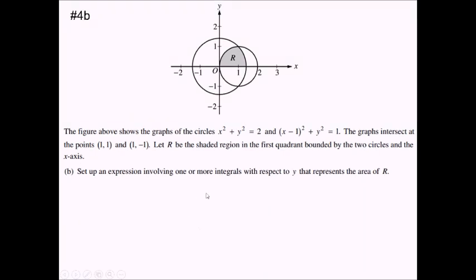For this next piece of the problem, they want us to set up an expression with one or more integrals with respect to y, representing the area of R. Okay, so now we can't think about this as top minus bottom anymore. Now we have to think about this as right function minus left function, and we're going to be going from bottom to top. So at least our limits of integration aren't so bad. We're going from 0 for the y value here to a y value of 1 up here.